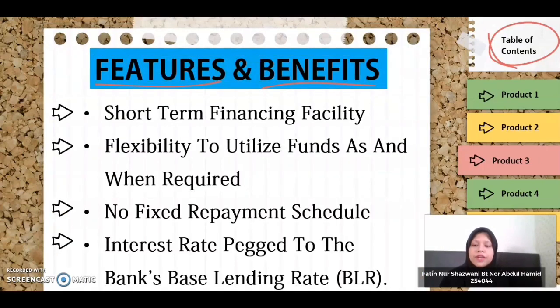Features and benefits. The first one is short-term financing facility. Second one is flexibility to utilize funds as and when required. Third, no fixed repayment schedule. The fourth one is interest rate paid to the bank based on base lending rate, BLR.